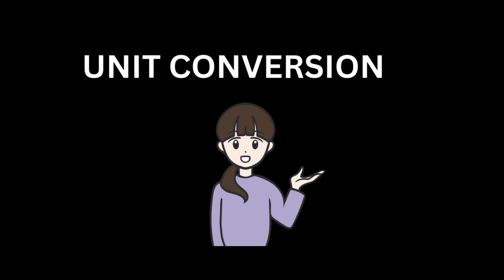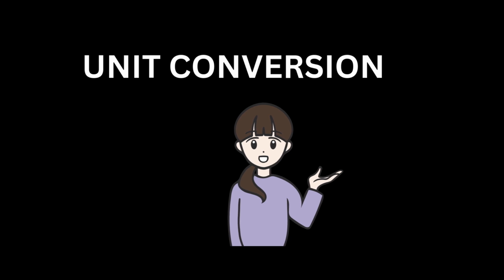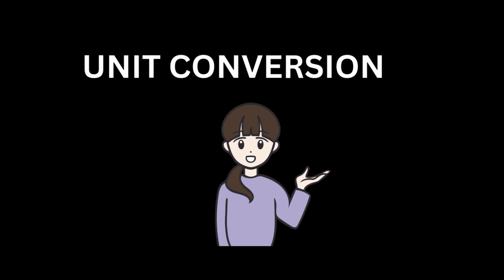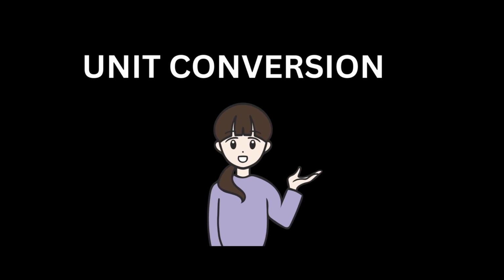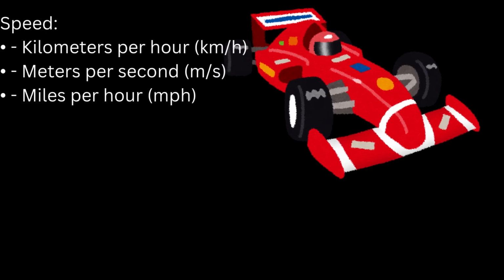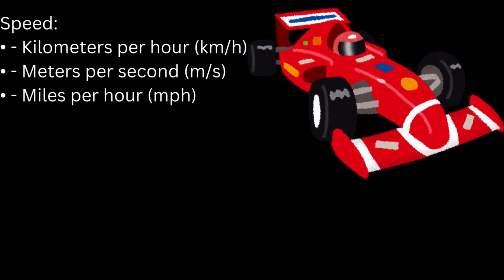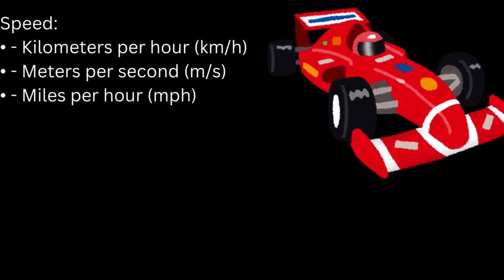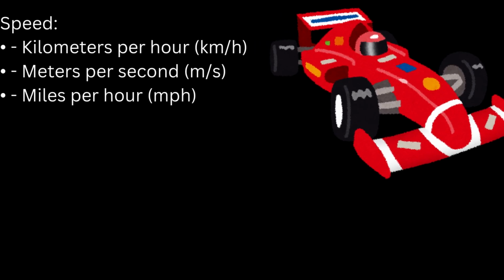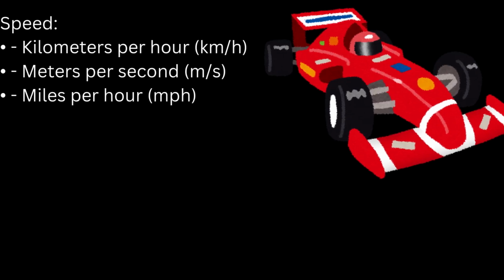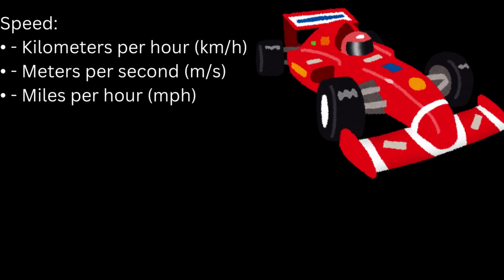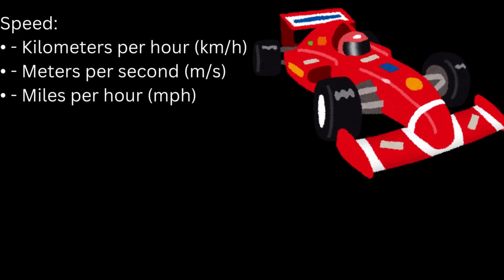Let's see units of measurements. To solve time, speed and distance problems correctly, we need to understand the units used for each. Firstly, speed. Speed is typically measured in kilometers per hour. We represent that as km by h, which is used in road speed and vehicle speedometers.